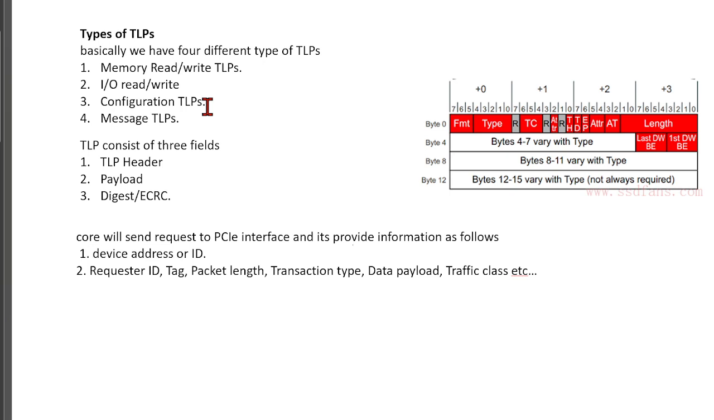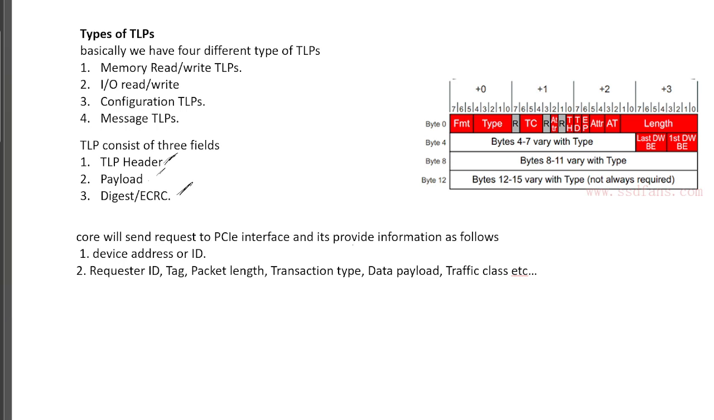It will happen from the top level, you will get data. Based on that data's requirements, it will add the headers and ECRC based on requirements. We'll see the header part first, then the payload, then the ECRC. In the transaction layer, in the four types of TLPs, we need to see the header, the payload and the digest.